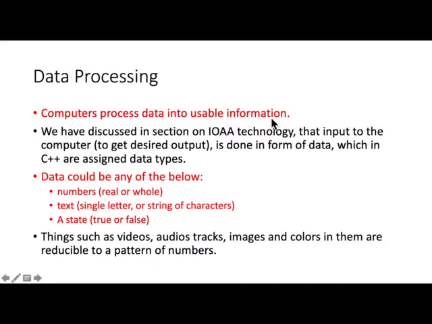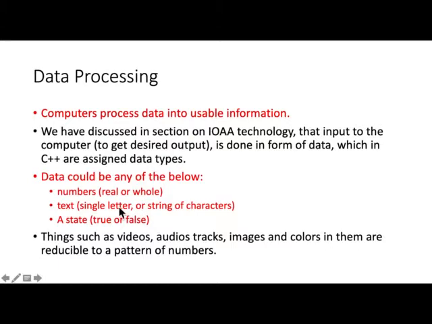Computers process data into useful information, and in my course I have discussed in the section on IO technology that input to the computer to get desired output is done in the form of data, and data are assigned in C++ data types. Data could be any of the below. You could have numbers that are real numbers or whole numbers. Real numbers can have decimal parts in them, and they could be zero.